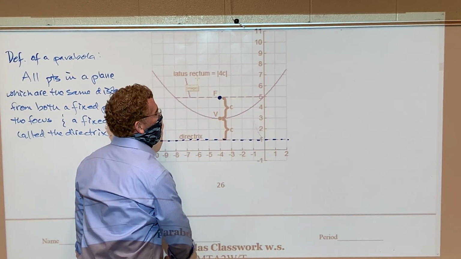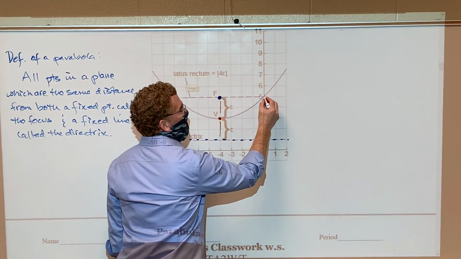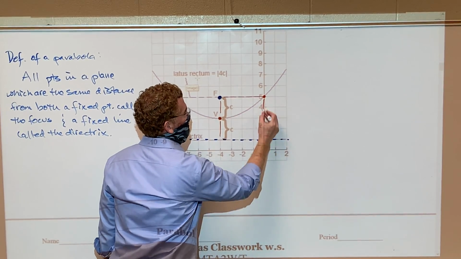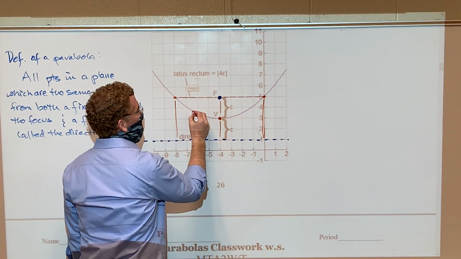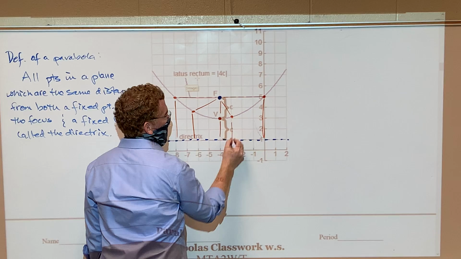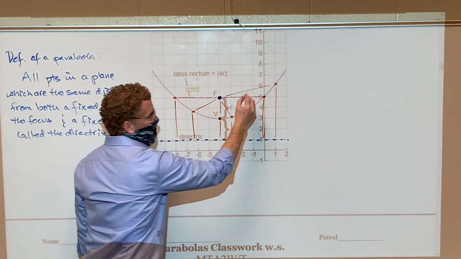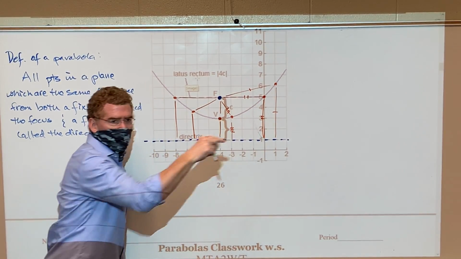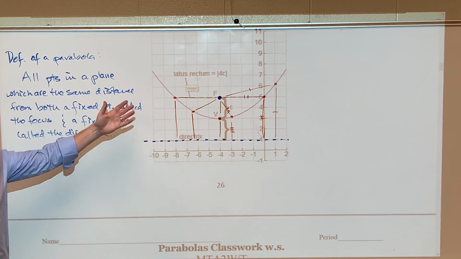But all of these other points, starting with the vertex, same distance. The endpoints of the latus rectum, same distance. But even these in here, same distance. All those distances, there and there, all those distances are the same. That's the definition of a parabola.